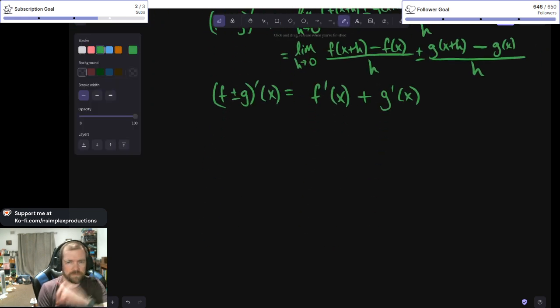Linear operator proof. Okay, so this is number 1. Plus or minus. Right, works for both.